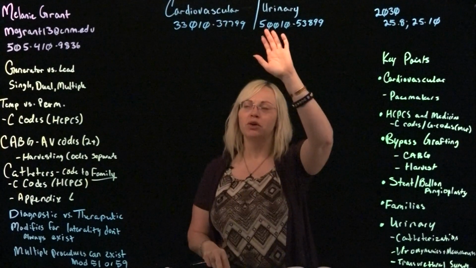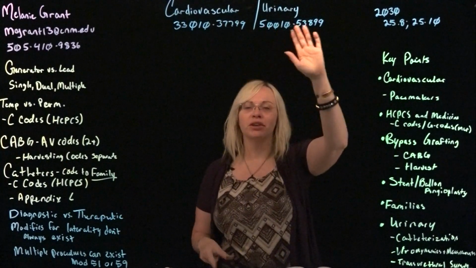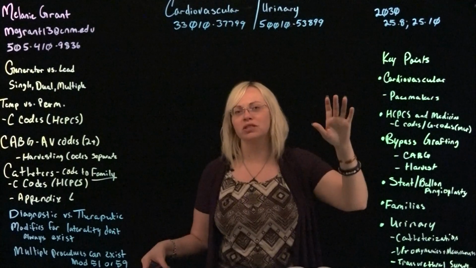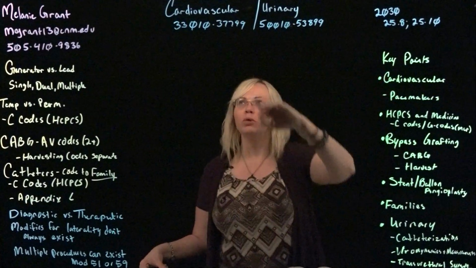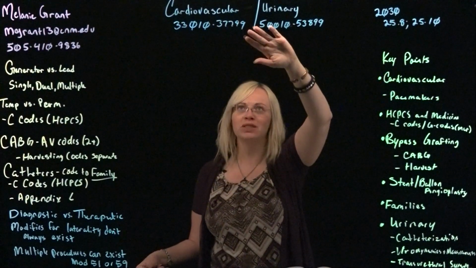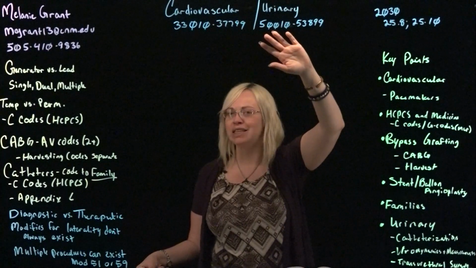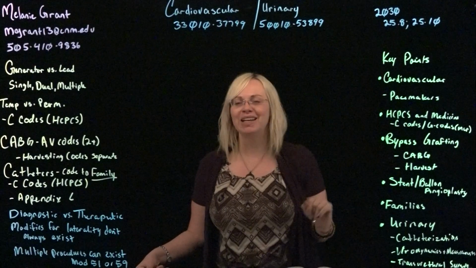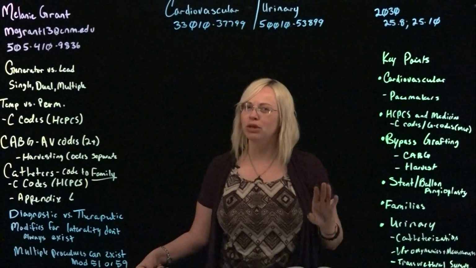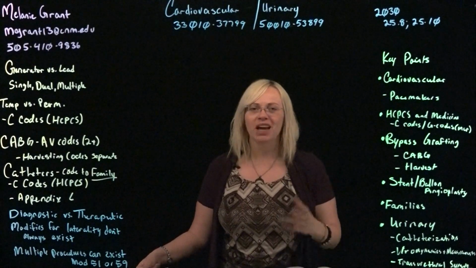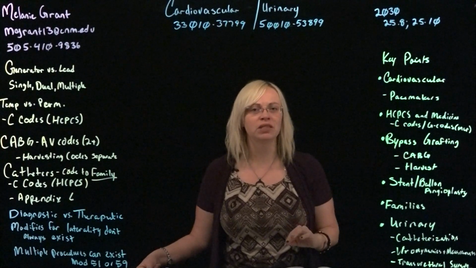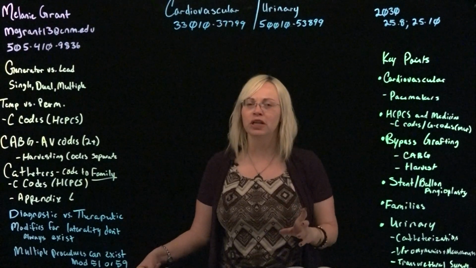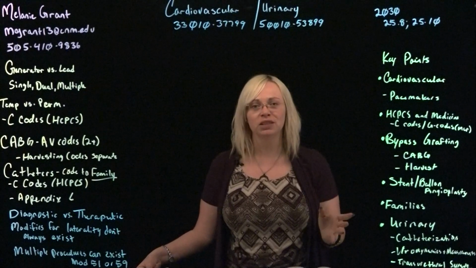Today, we're talking about sections Cardiovascular and Urinary in the CPT surgical section for class 2030, which looks at codes 33010 through 37799 and 50010 through 53899. Today we'll be doing a brief overview on the urinary system, as there's a lot more detail that we'll be focusing on when we talk about genital urinary for male and female reproductive systems.